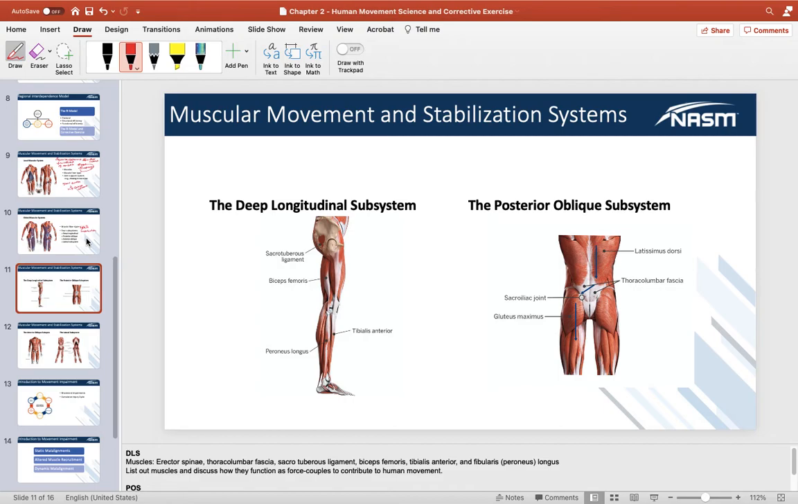All right, so if you look at your deep longitudinal, you can see biceps femoris, peroneals, your tibialis anterior, tibialis posterior. Those are all part of that deep longitudinal. Whereas your posterior oblique, you'll see here that your posterior side point is your lats, what we call your thoracolumbar fascia, which is the fascia that holds together the components of your lats down into your pelvic region, into your SI joint, and then your glutes are also part of that posterior oblique as well, more side based.